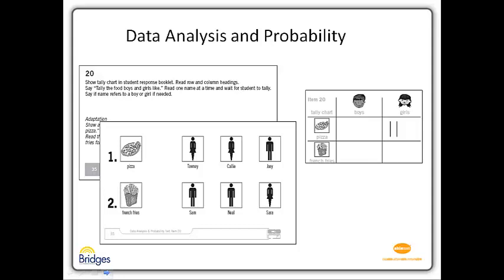Here's an example from the data analysis and probability subtest. The typical item reads, show the tally chart in the student response booklet. So this is in the student response booklet. Read the row and column headings. Then say, tally the food boys and girls like. And then read one name at a time and wait for the student to tally. If necessary, you can tell if the name refers to a boy or a girl.